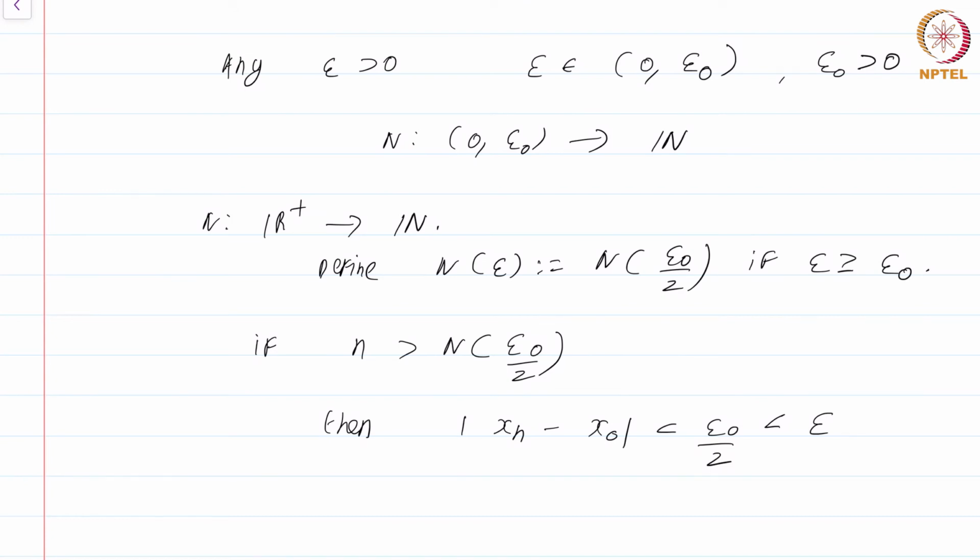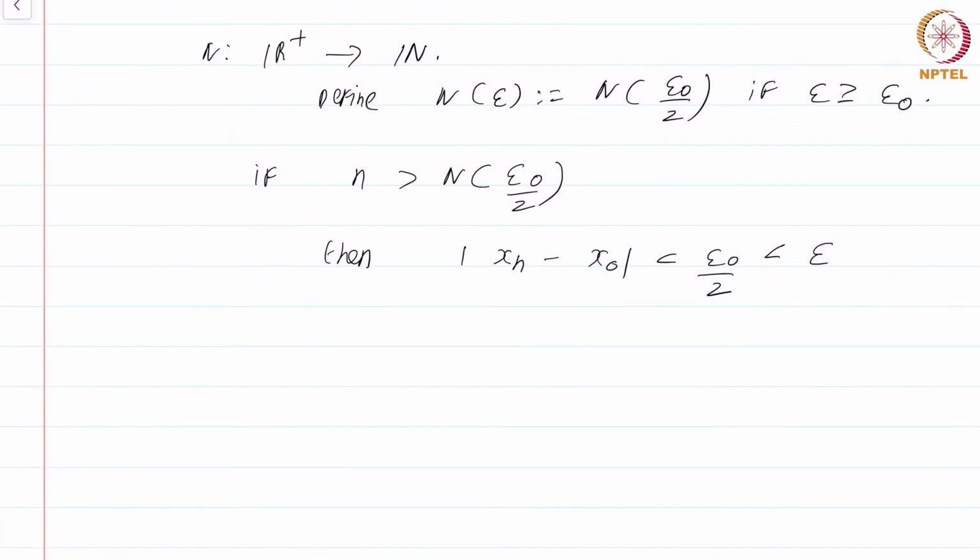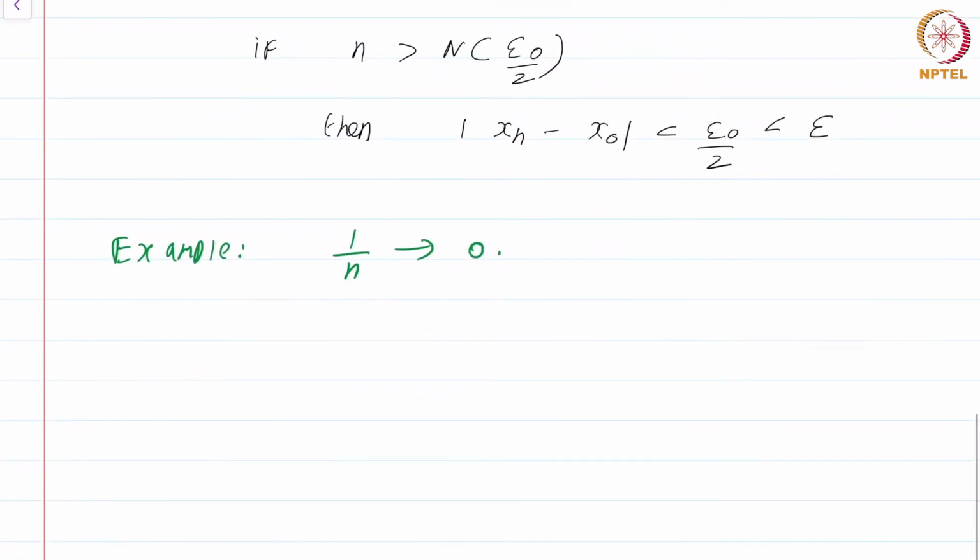Okay. So we will do a deep dive soon. I just want to give one example in this particular lecture. We will study this example in some great detail in the next module. Let me just state it as an example. Example: 1 by n converges to 0. Now this might seem obvious to you, but we have a formal definition and we want to satisfy that.